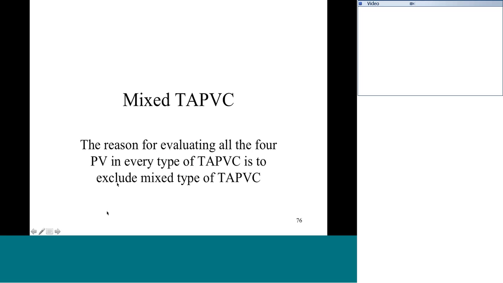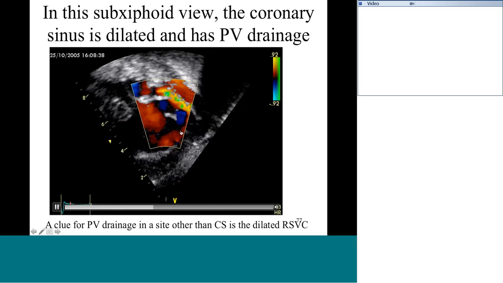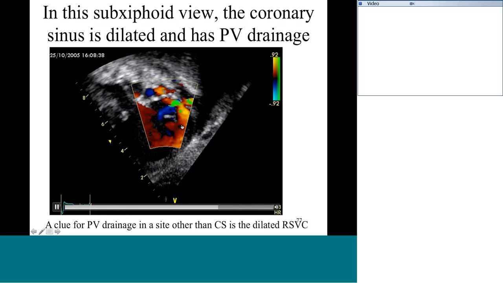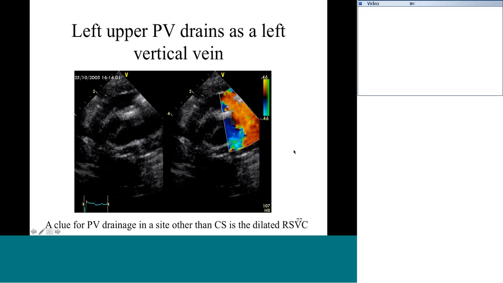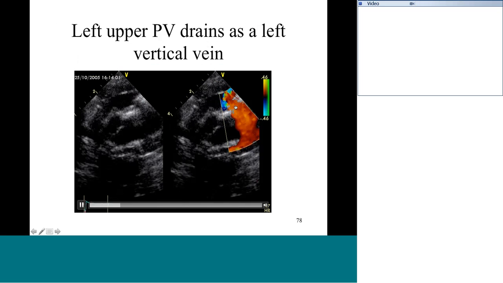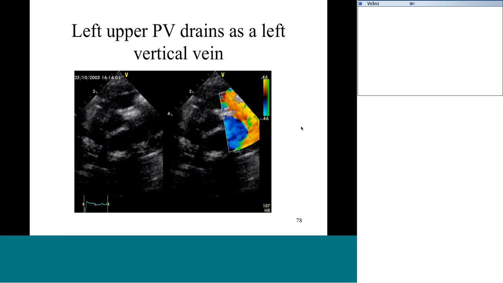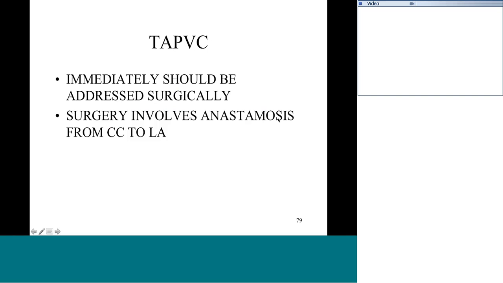Mixed TAPVC is also seen in about 10% of the patients. It's very important to identify this condition. This is a coronary venous TAPVC. See that it has all the features of a coronary venous TAPVC, but you go and do a suprasternal view, and the left upper pulmonary vein is draining separately into a left vertical vein. So mixed TAPVC is a combination of intracardiac and supracardiac, or infracardiac and intracardiac. Varieties of combination can occur. It's important to understand it.